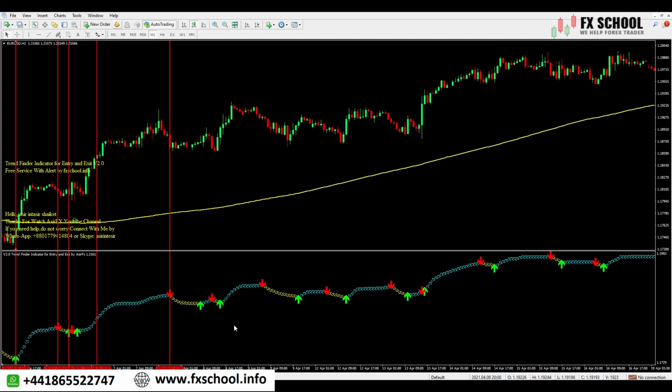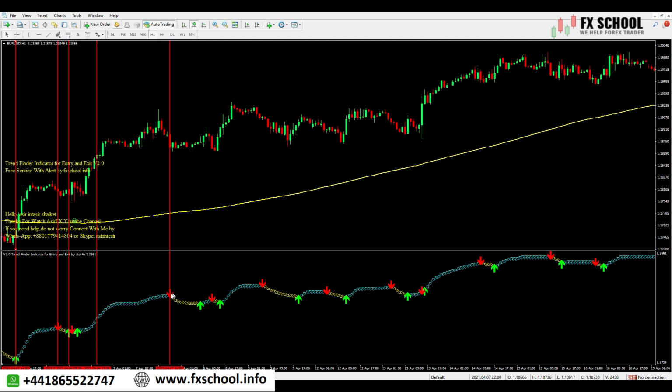Okay, so after a while the trend finder indicator gives you a red arrow, it means it's giving you a sell signal. But we see that in the moving average line, the yellow line is downside of the candle, it means this is giving you the buy signal, but there we get a sell signal, so we cannot open any trade.